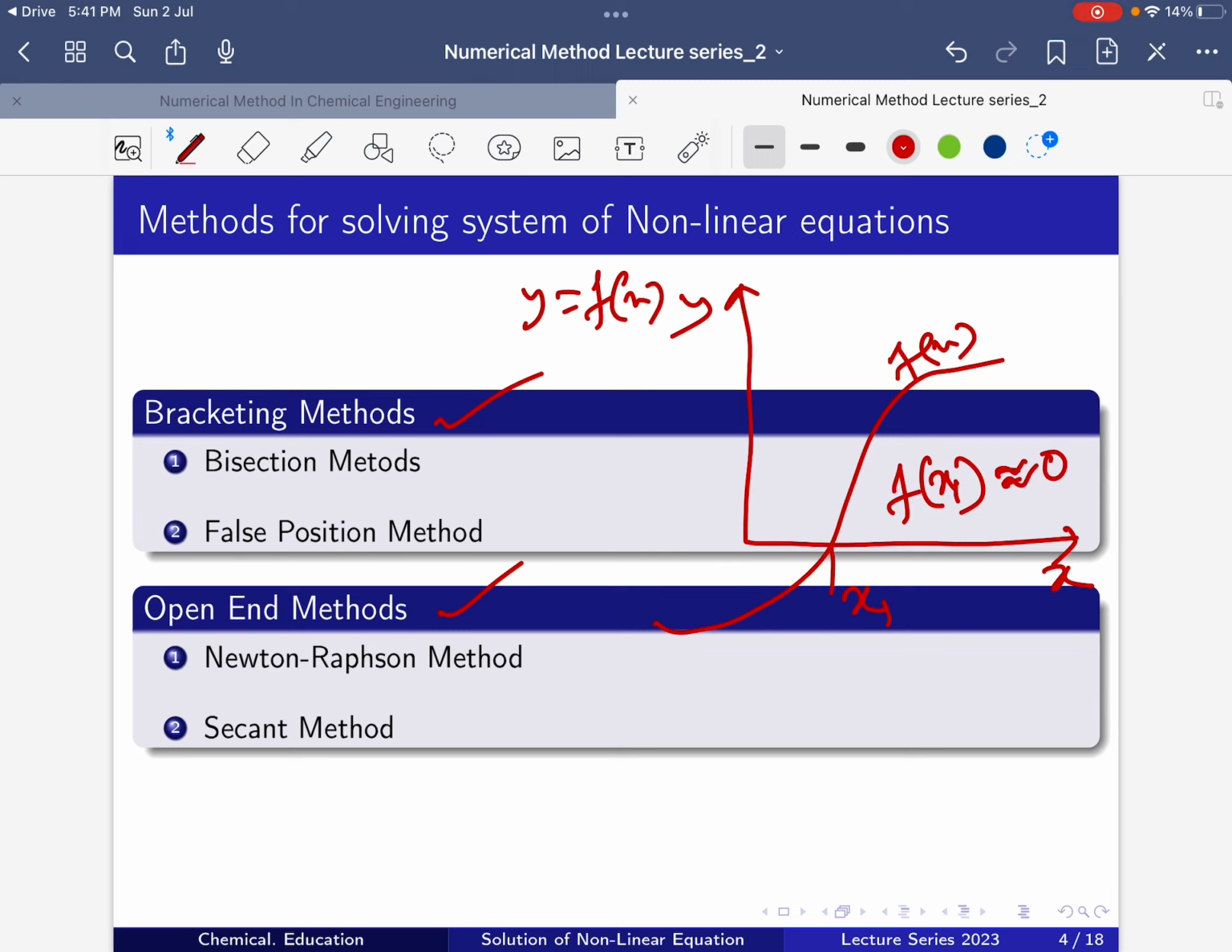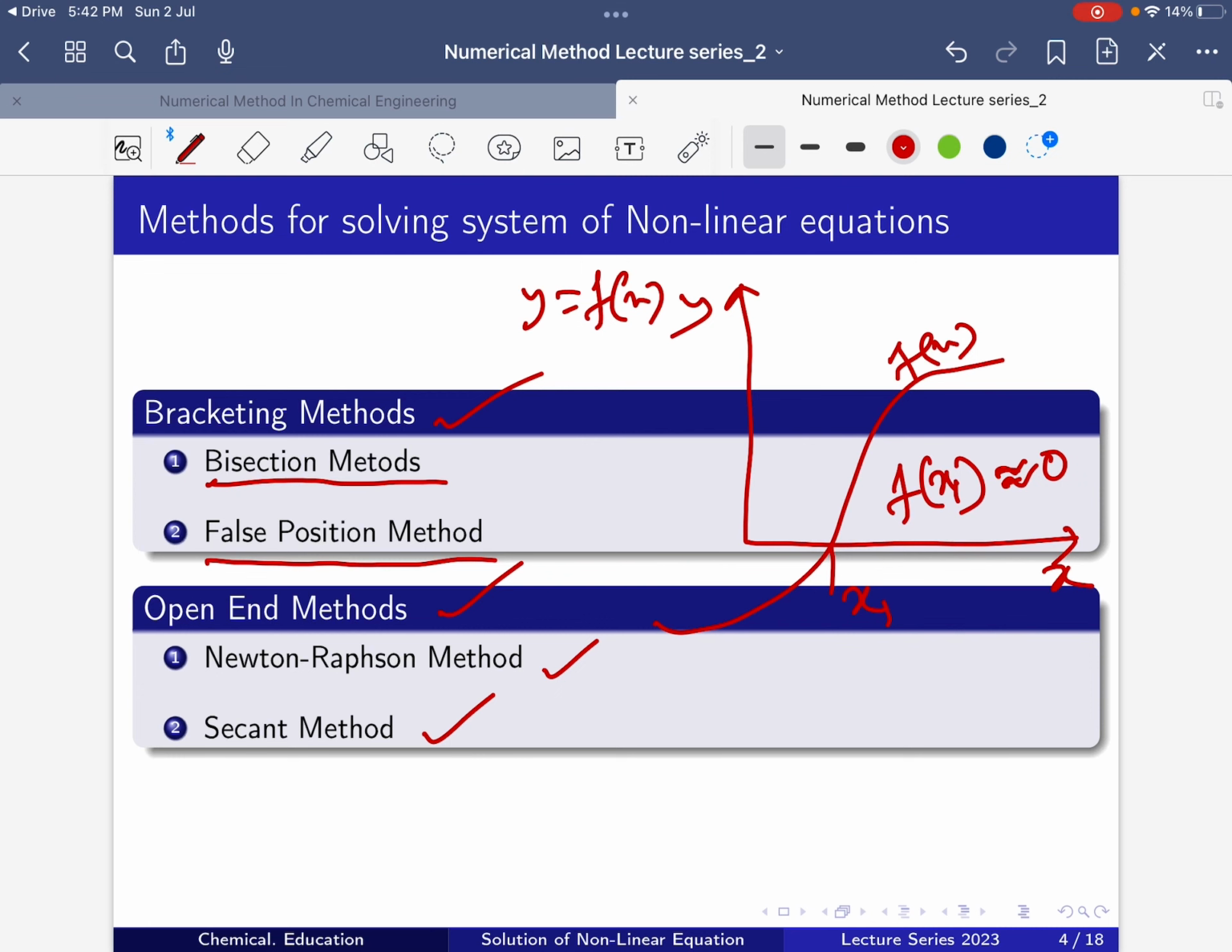Now I told you there are two types of methods to solve nonlinear equations: the bracketing methods and the open-ended methods. For bracketing methods, there are again two types: the bisection method and the regula falsi method, or false position method. For open-ended methods, we again have two categories: the Newton-Raphson method and the secant method. Now I'll go one by one.